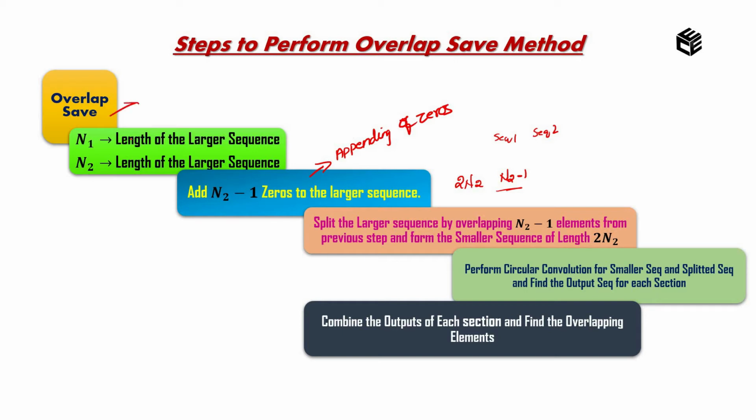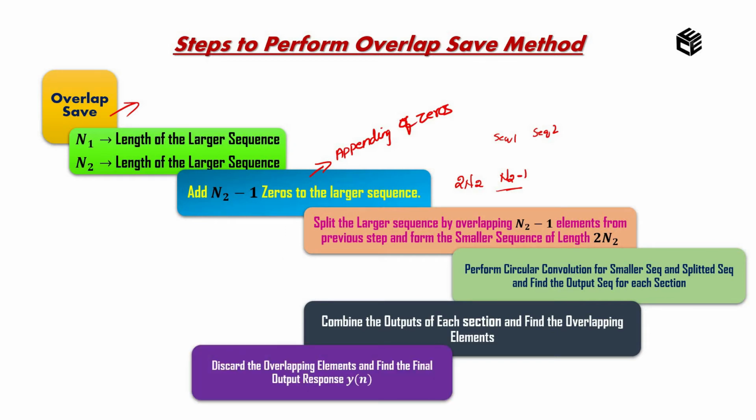So here the term is overlap save method. Therefore, we will save or discard the overlap elements and find the final output response of the system. Understood? If we compare the overlap add and overlap save methods, we can find some differences. What are they? In the overlap add method, we perform linear convolution, and in the overlap save method, we perform circular convolution. Understood?